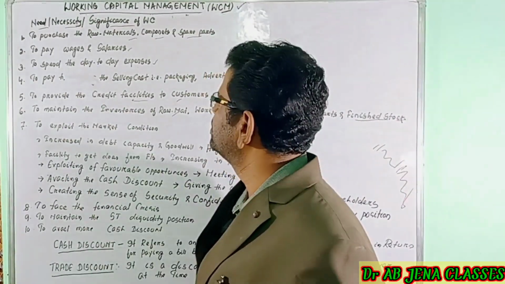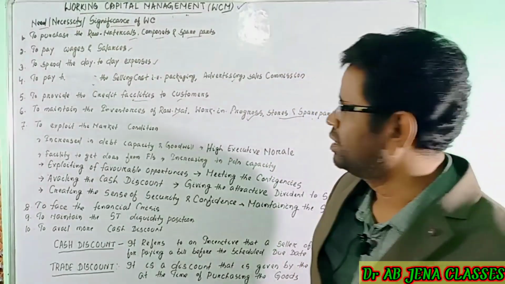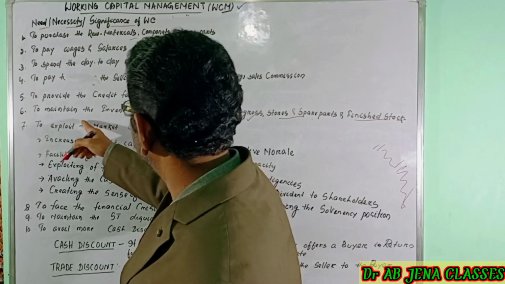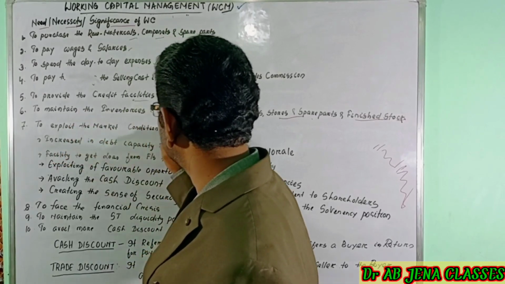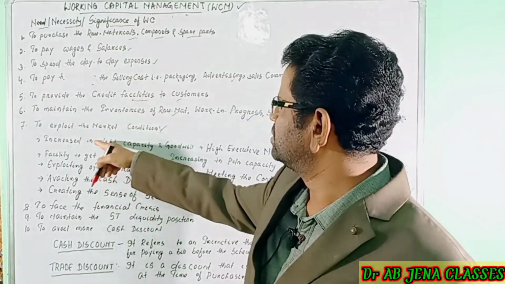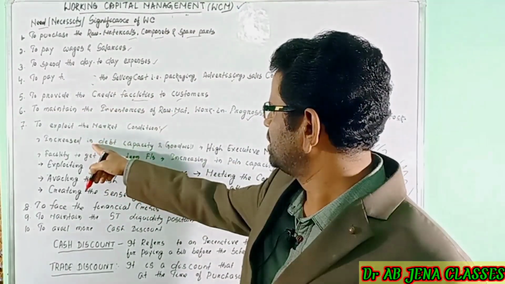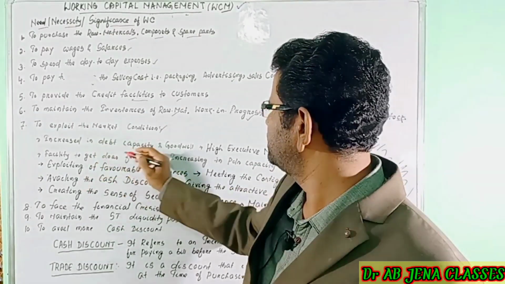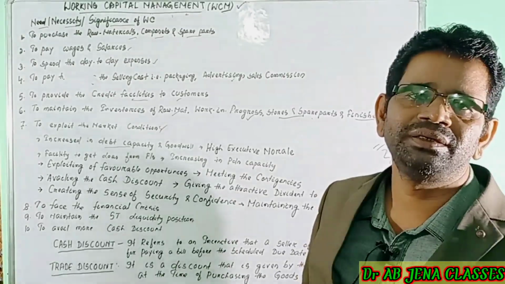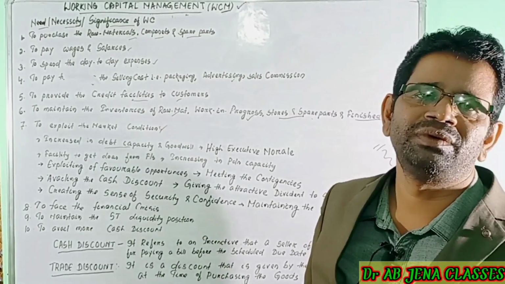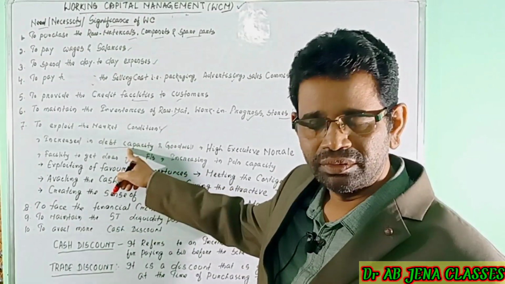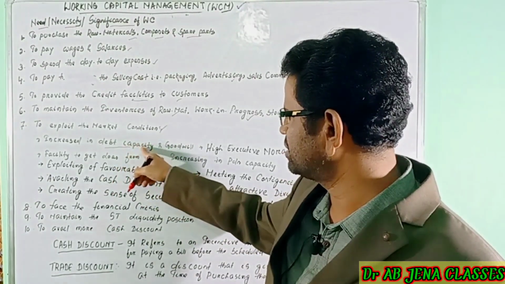Then if there will be the right amount of working capital, a business firm can exploit the market conditions, and we'll get what is the debt capacity. Debt capacity means, debt means the loan amounts. And the loan amount the business will pay or will enhance, that is the debt capacity.